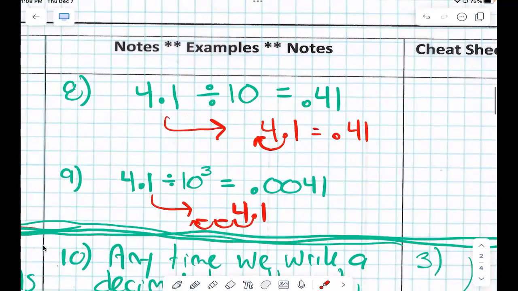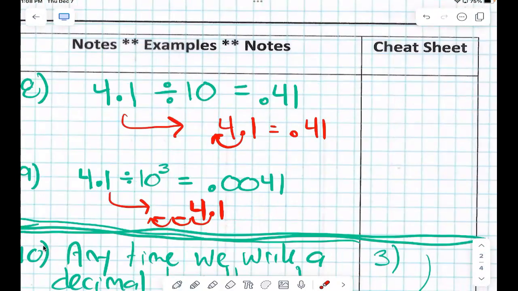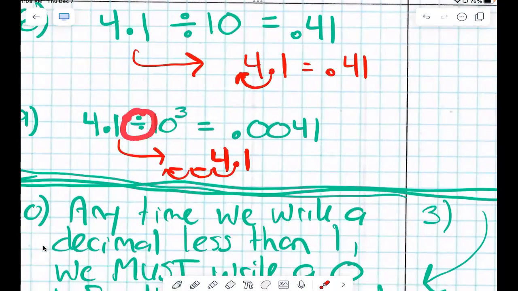What about this one? Which way am I moving my decimal point when I'm dividing? So I'm actually moving left, right? Same thing, power of 10, just one 0, move it one spot, yes? Dividing, which way do I move when I divide? How many places? 3. Got it? All right, here we go.